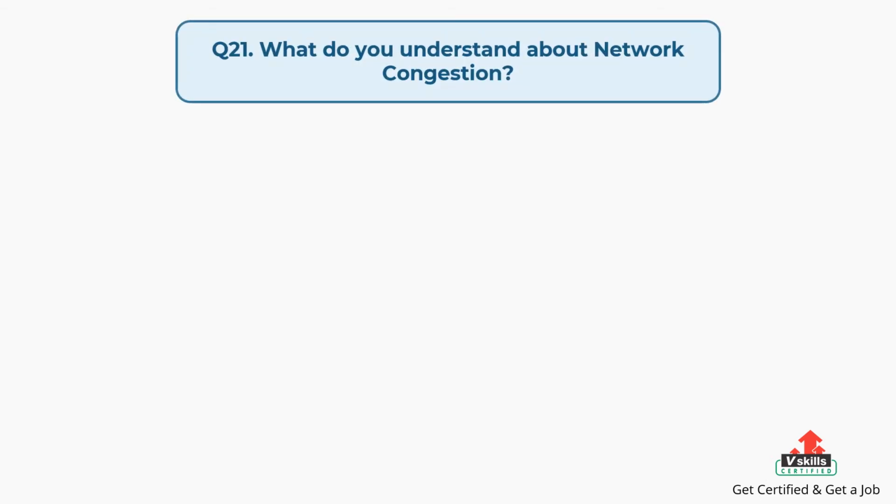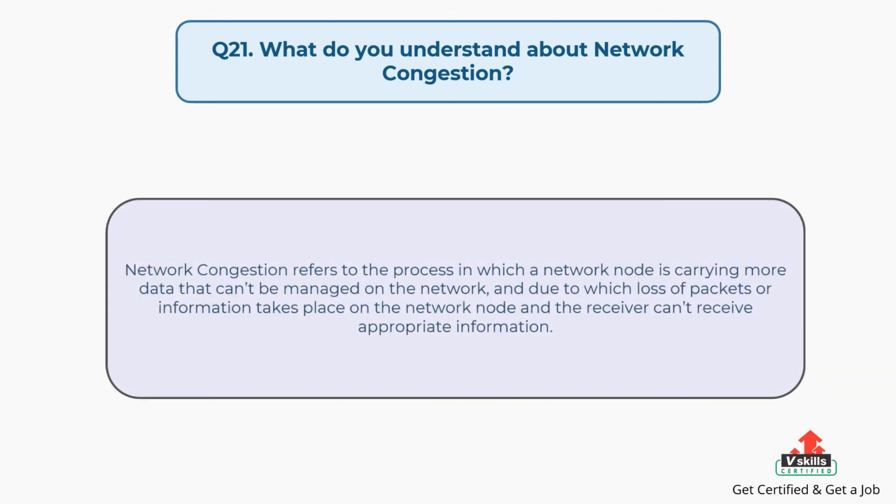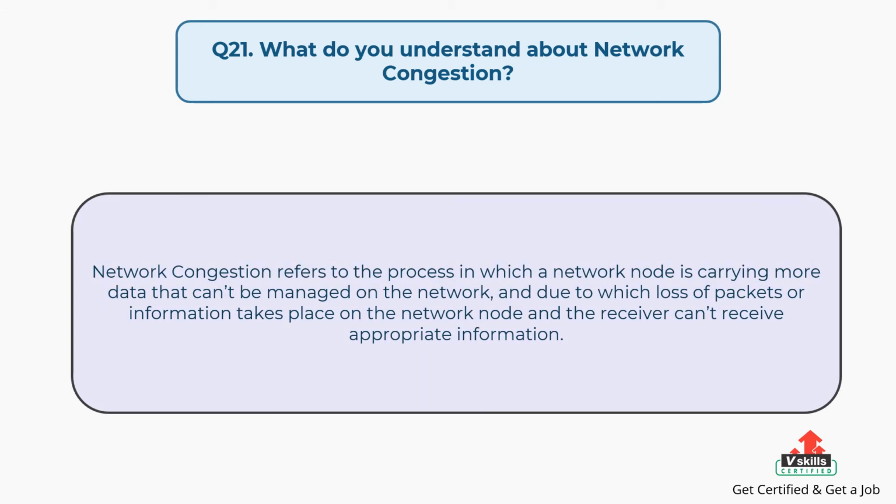Question number 21. What do you understand about network congestion? The answer is: network congestion refers to the process in which a network node is carrying more data than can be managed on the network, due to which loss of packets or information takes place on the network node and the receiver can't receive appropriate information.